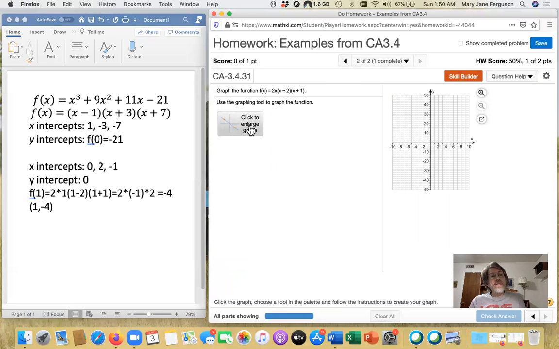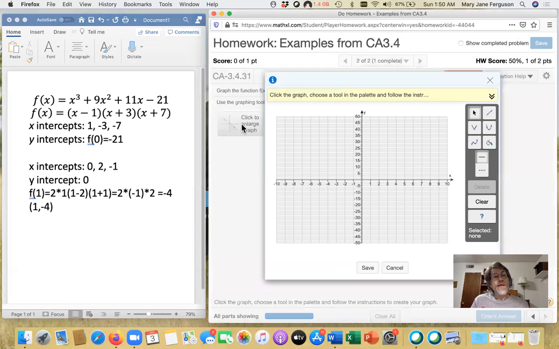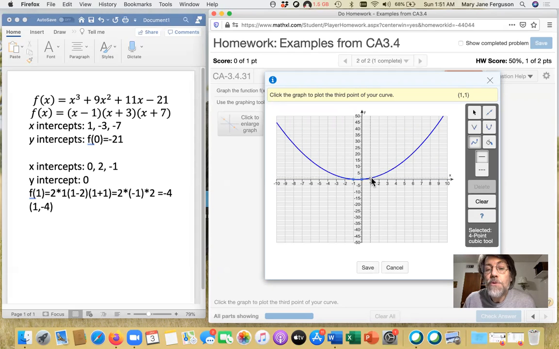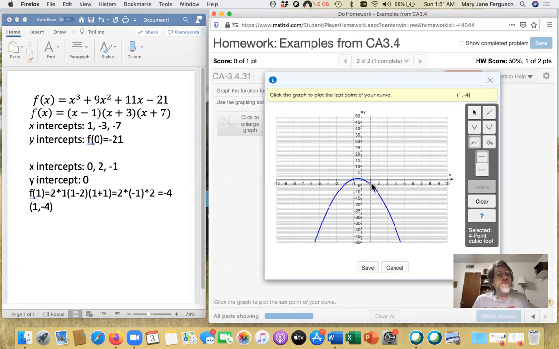Click to enlarge, and let's plot these points. Again, you want to be careful to plot them more or less left to right or right to left. This is going to be a 4-point cubic tool, so I click that tool. The first point I see if I read left to right is negative 1 as an x-intercept. Then I have 0 as both an x-intercept and a y-intercept. I have a point at 1, negative 4, and this has to be done so carefully. It looks like it's right there. And then finally, one more x-intercept at 2.